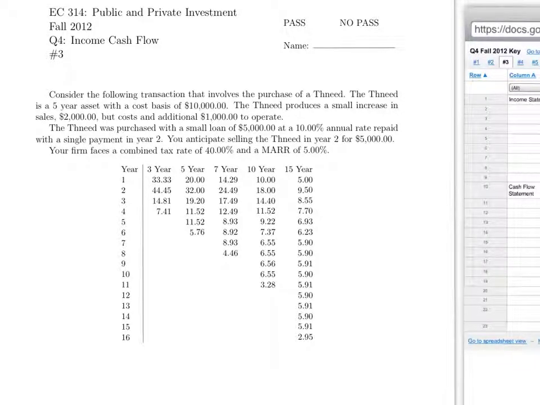Hi, I'd like to give you some help on how to solve a question, essential question number 4, version 3 from the fall of 2012. This is one of the ones that the class has already taken, but it'll provide you with some guidance on how to solve future problems.